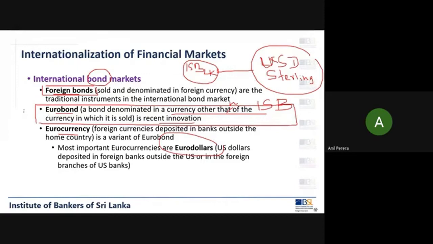These are some variants of international bonds. Among these, the most important thing is the euro bond. You have to keep that in mind. What is a euro bond? What are the examples? As I said, the ISBs are the most important examples of euro bonds. Okay.